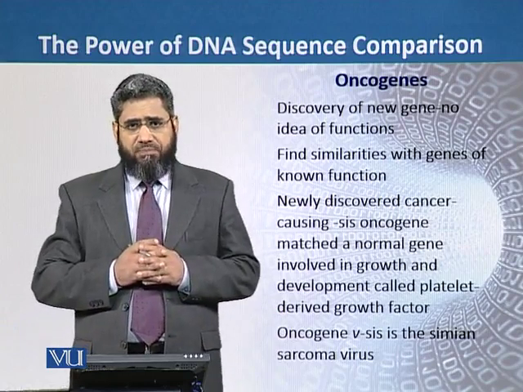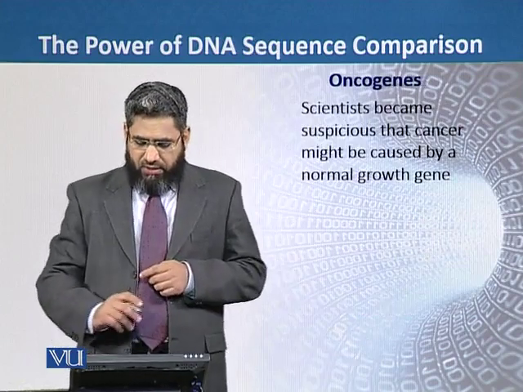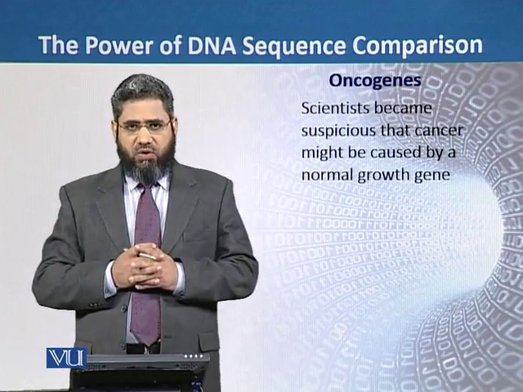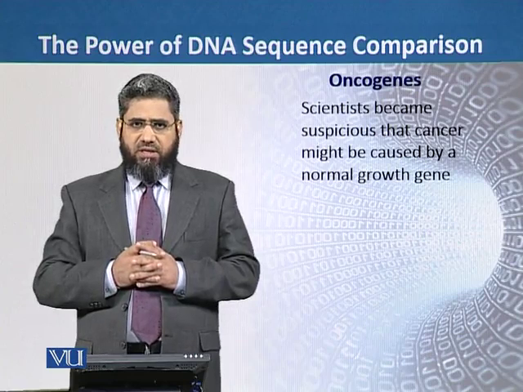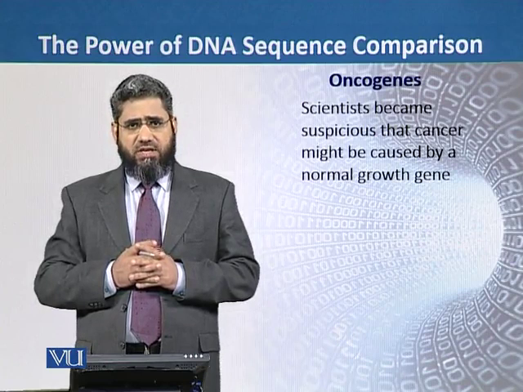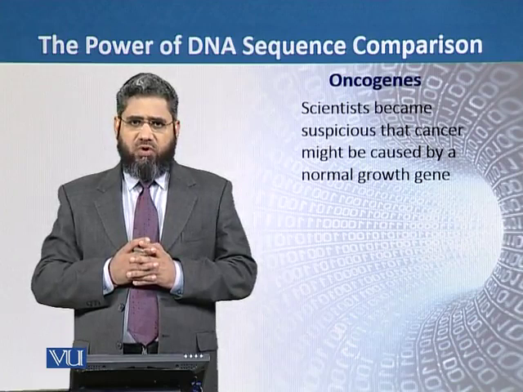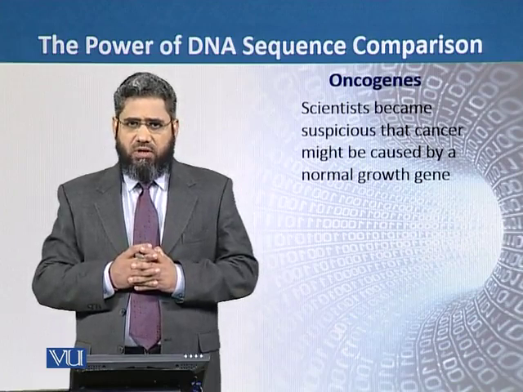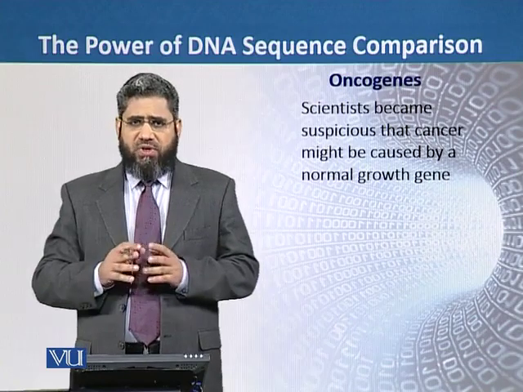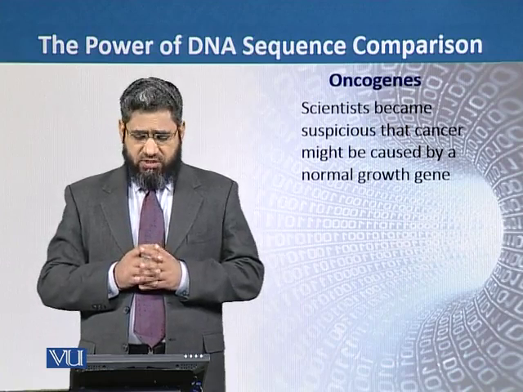So after this discovery, this amazing phenomenon led to the concept that most of the oncogenes are basically normal functioning genes. But these normal functioning genes are switched on and code for proteins at the wrong time. So it means that normal functioning genes, switched on at the wrong time, could cause cancer.